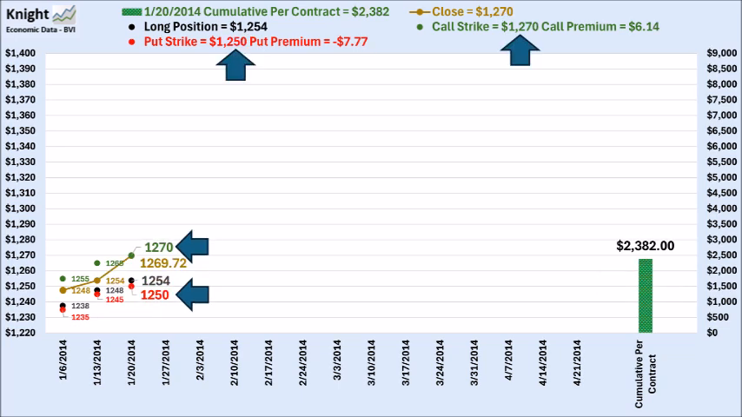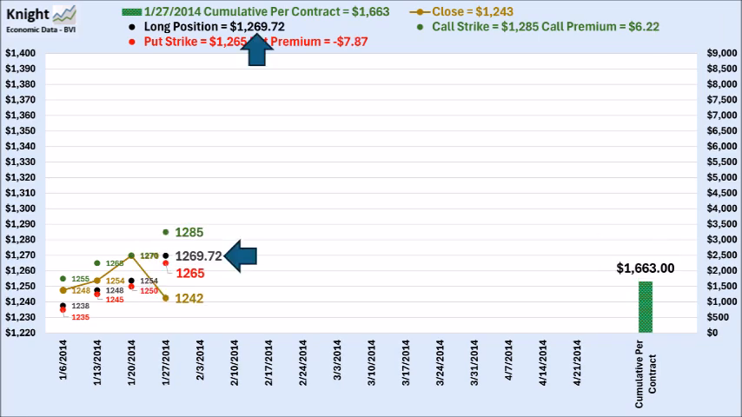We immediately worked price orders to lay down our collar. At expiration, the market settled at $12.69.72. Neither the $12.70 call nor the $12.50 put were exercised. Net profit on the week after all hedge costs and fees, $1,351, bringing the cumulative net profit per unit up to $2,382. Going into week 4, we're long with the market at $12.69.72.